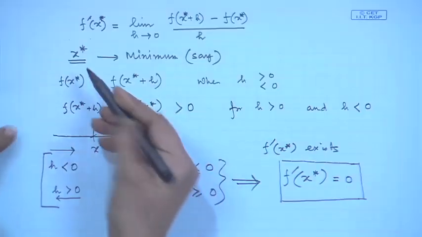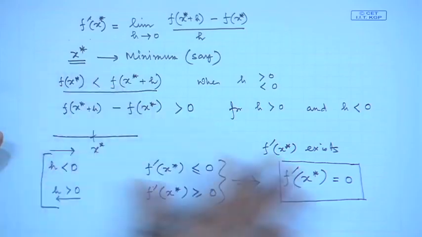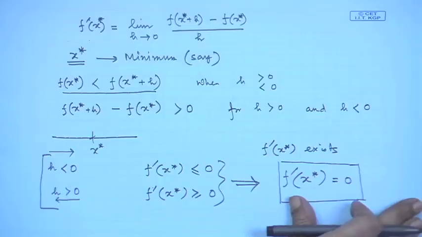But for the maximization, when x star is a maximum, only this part will reverse, but the whole logic will remain just the reverse of it. We can prove it very nicely. But this condition is not really sufficient to say that there is a maximum or minimum, because there are certain drawbacks to it. That part I will discuss now.